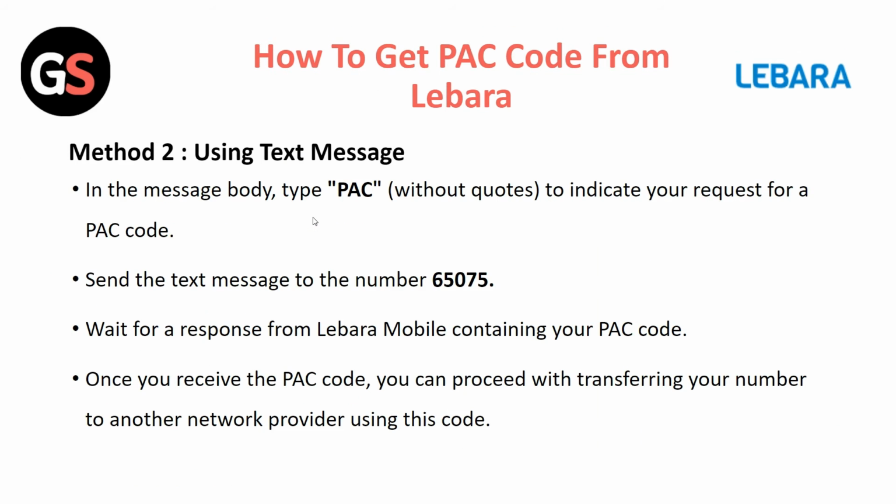Then we go to the second method, using a text message. In the message body, you have to type PAC without quotes to indicate your request for a PAC code. Send the text message to this number, 65075. Then wait for the response from Lebara containing your PAC code. Once you receive the PAC code, you can proceed to transfer your number to another network provider using this code.